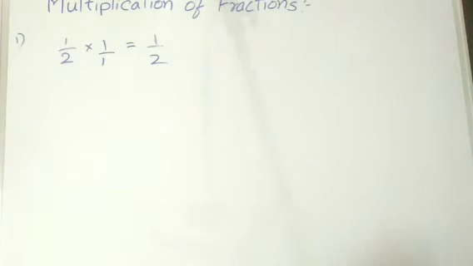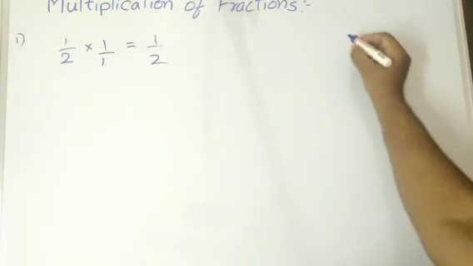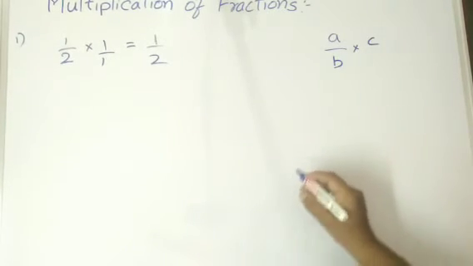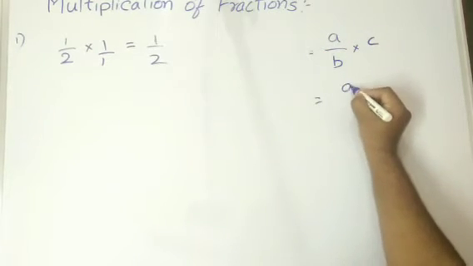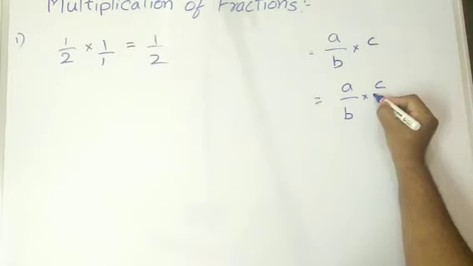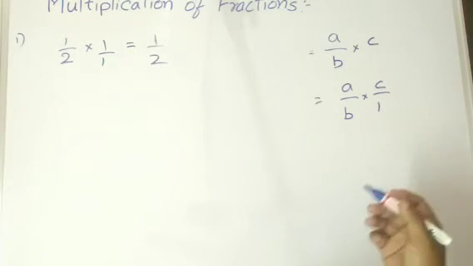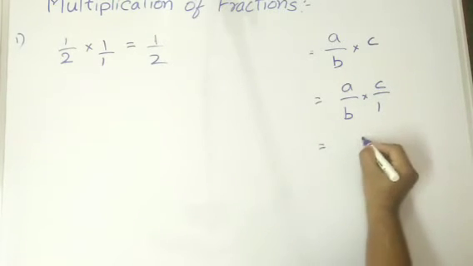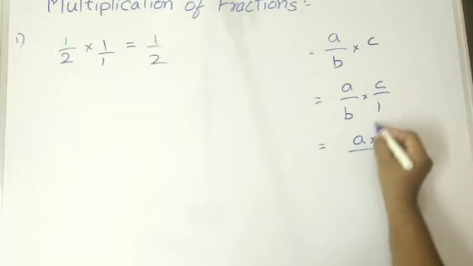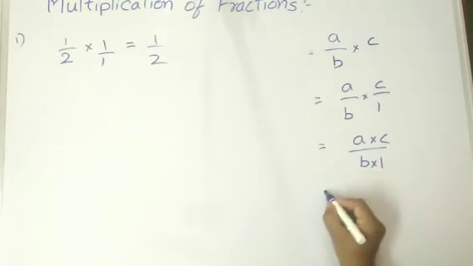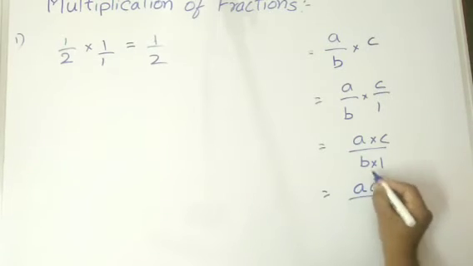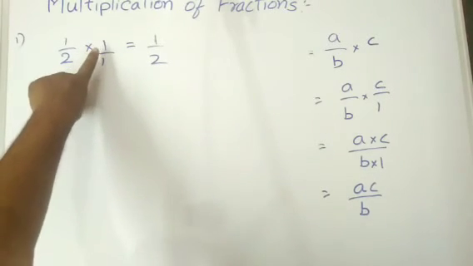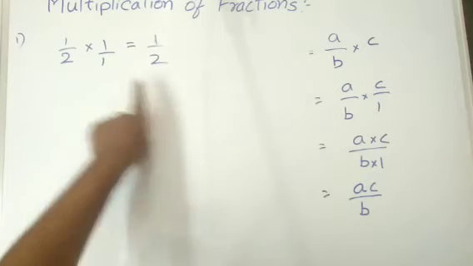Before going for this, I'll make one sub formula. Suppose A by B into C is there. What we want to do is write A by B into C by 1, because any number by 1, there is no change. Now see, numerator only you want to multiply, and denominator only you want to multiply. So A into C, AC; B into 1, B. See, same thing I did here, 1 by 2 into 1.